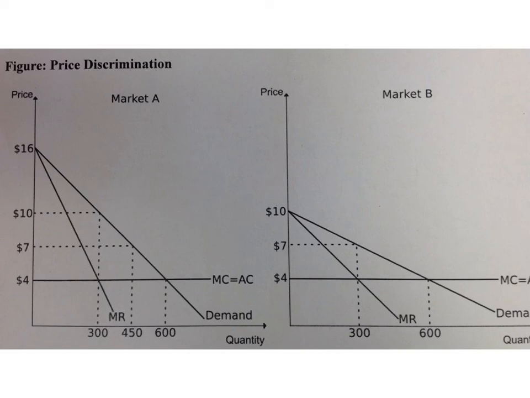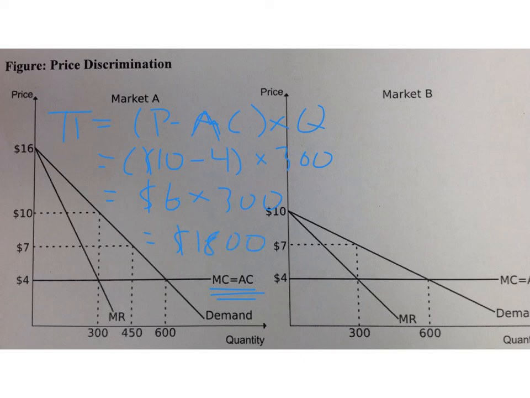So now that we know the optimal quantity and price in each market, let's talk about profits. Optimal profits, as we know, are given by the following formula: price minus average cost times quantity. In market A, we know the price is 10 and the quantity is 300. So then our question is, what is average cost? Well, note we have this simplifying assumption that marginal cost equals average cost, so that's 4. So we take that and we get $6 times 300 units, or $1,800 worth of profits in the first market.